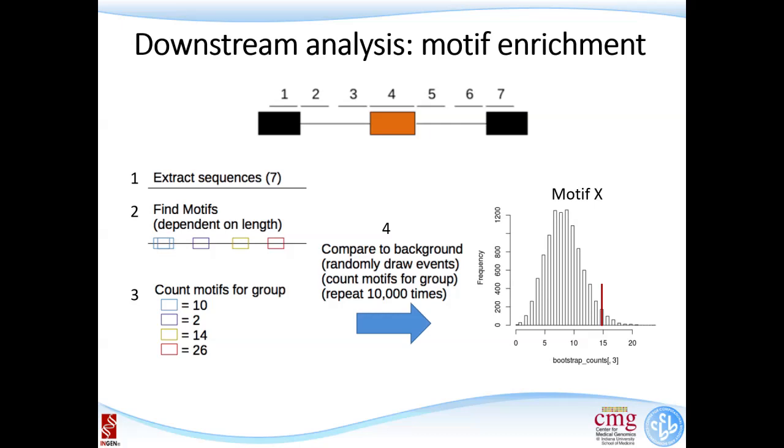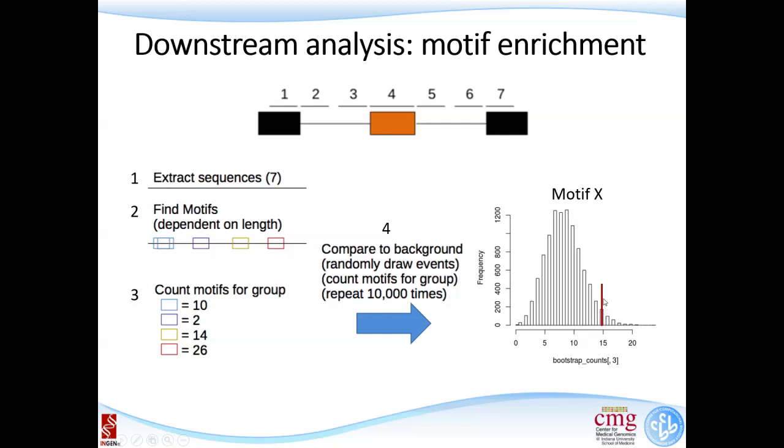So if I have 200 events that are interesting, I'm going to randomly draw 200 skipped exon events from the genome and count the same way I just counted region 1. And this would give me a distribution to the right. So you could see this is 10,000 draws randomly from the genome.